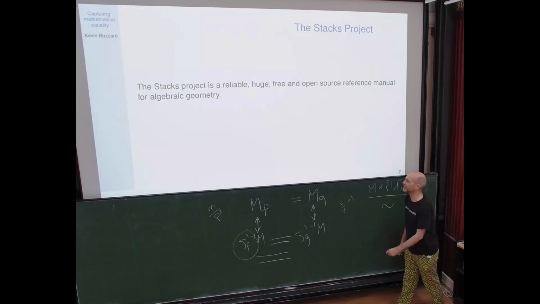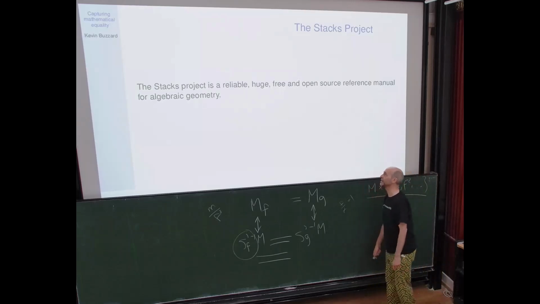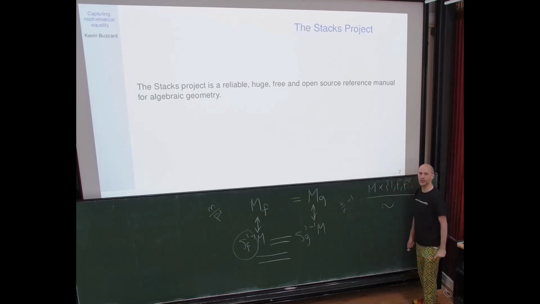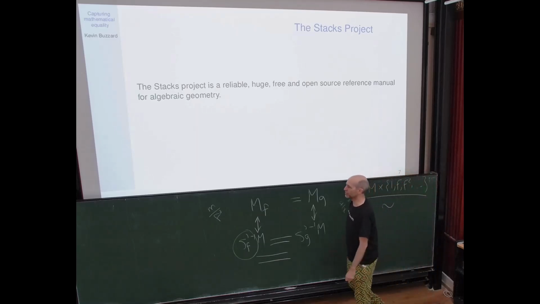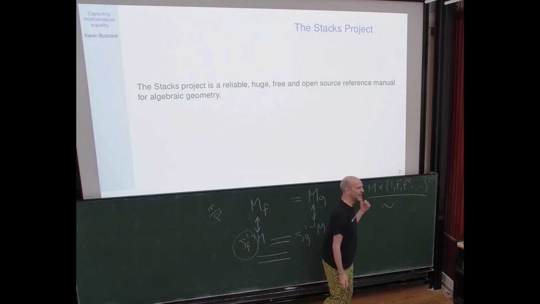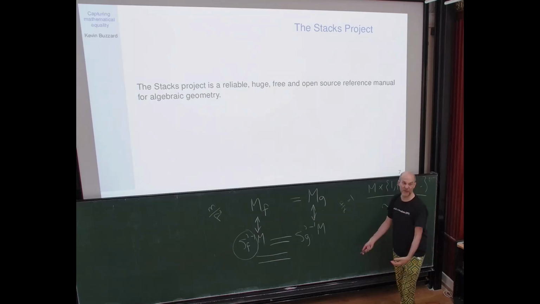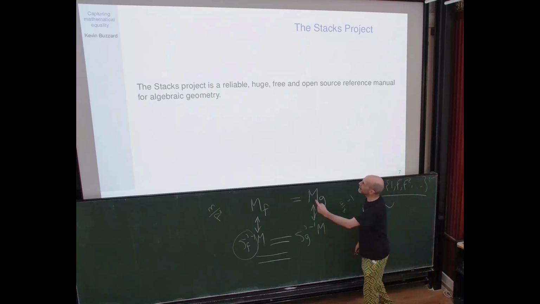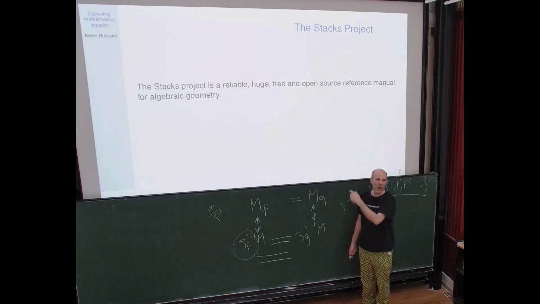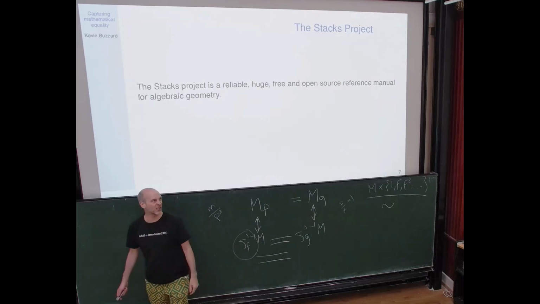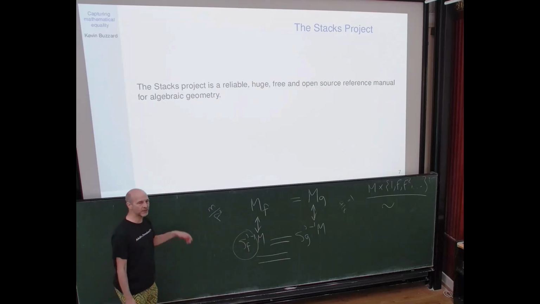So, okay, here's case study 2, and it's the Stacks project. And the Stacks project is a much more important thing than EGA. The reason it's much more important is because although EGA was sort of the foundational material that started everything, and it's the Bible, the thing about the Stacks project is it's free and open source and on the internet. So when you get students who want to learn algebraic geometry, they don't go to the library anymore.